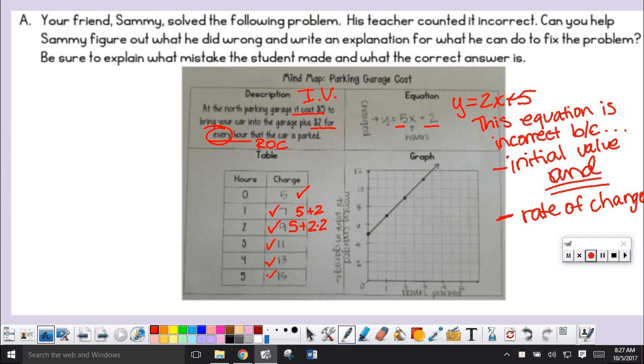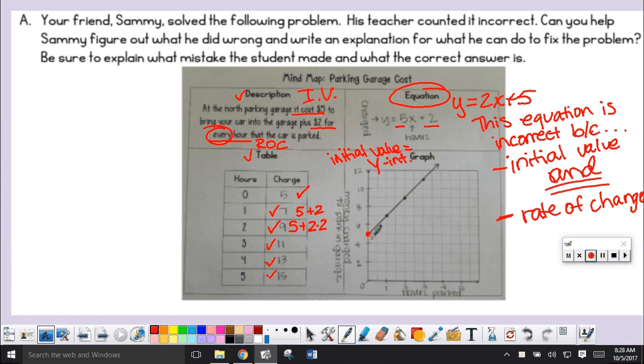Alright, then I look at the graph. The equation was wrong, the description was fine, the table was fine, but now I need to look at the graph. Remember another word for initial value is the y-intercept. I'm going to write this right here: initial value equals the y-intercept. So this point right here should be 5, and it is. Halfway between 4 and 6 is 5, so that's perfect.